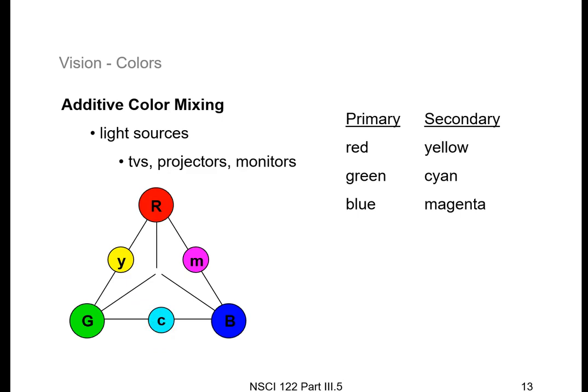Now, what happens if you mix all three primary colors, red, green, and blue? You will get white. Okay, so red, green, and blue, you'll get white. Now the shade of white is going to depend on the amount of the primaries that you're mixing, okay? But you're going to get white with red, green, and blue.